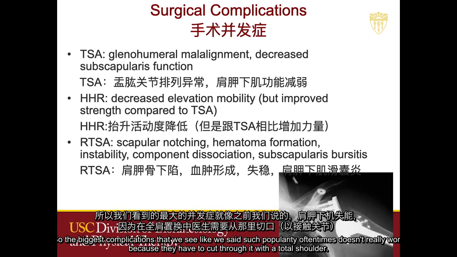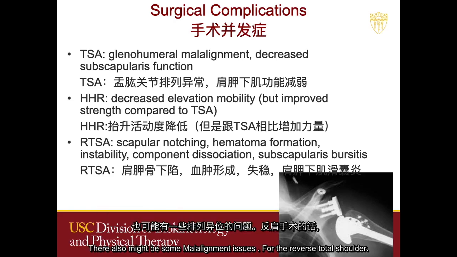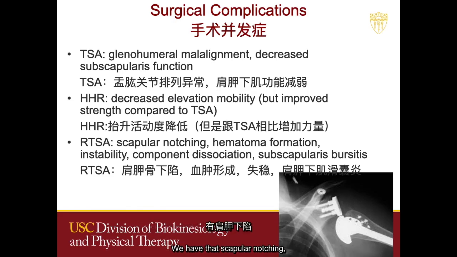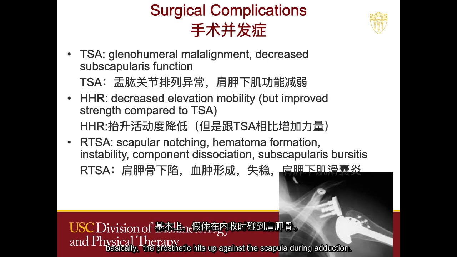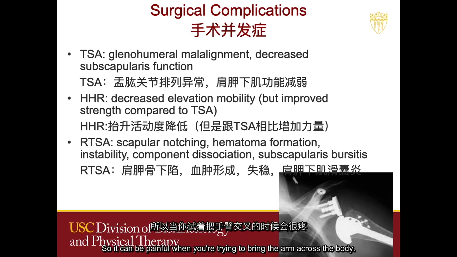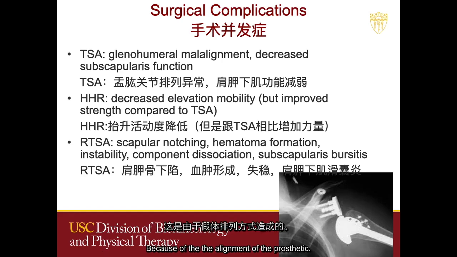So the biggest complications that we see, like we said, subscapularis oftentimes doesn't really work because they have to cut through it with the total shoulder. There also might be some malalignment issues. For the reverse total shoulder, we have that scapular notching, which is very common. About 2/3 of the patients get this notching, and basically what it means is the prosthetic hits up against the scapula during adduction. So it can be painful when you're trying to bring the arm across the body because of the alignment of the prosthetic.